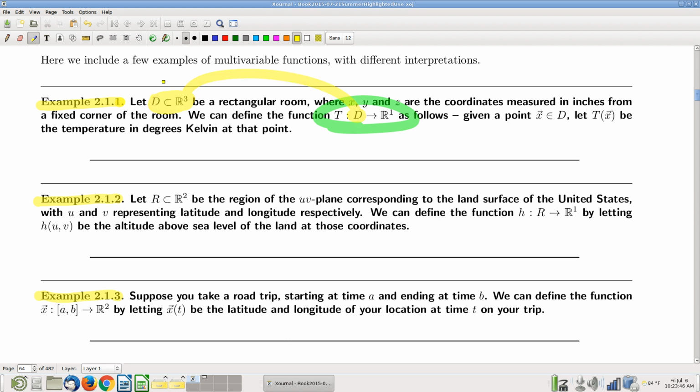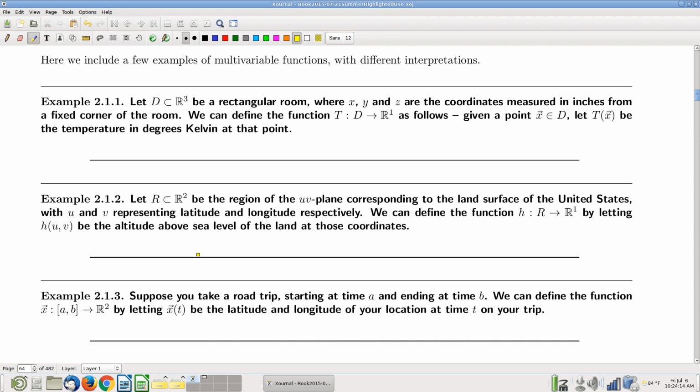We do have to stay in the room. You can't let x be 1,000,000 because that's way over there somewhere. It's outside of the room, right? But inside of this room, 3 coordinates describing locations in D are the input, and a real number, that being the temperature at that point, is the output. So that's a multivariable function. Everybody good? Okay. All right, various other examples.